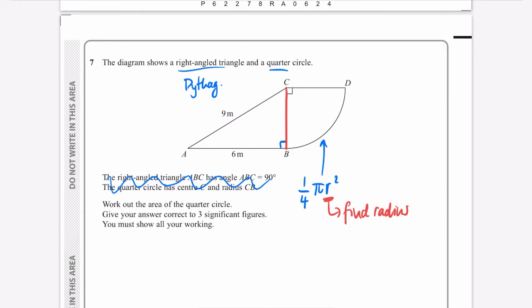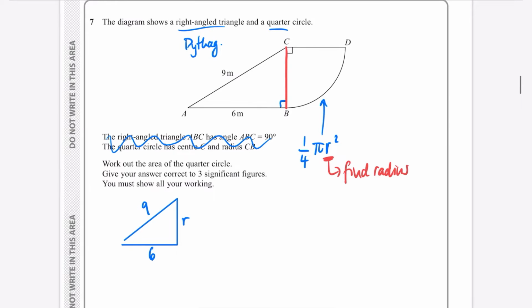If I just do a quick sketch of that first triangle that we have there, I'm going to just put on the other side. So we have a 9 here and we have a 6. I'm going to try and find this length that we've got over here. I'm going to use the letter r because it's actually going to be the radius of the other one.